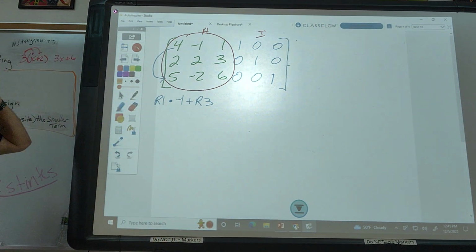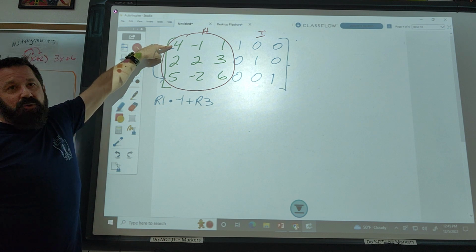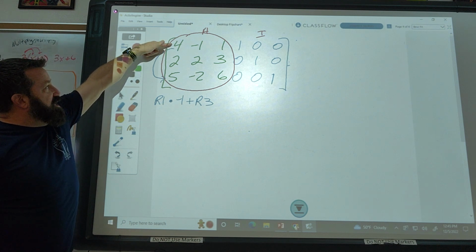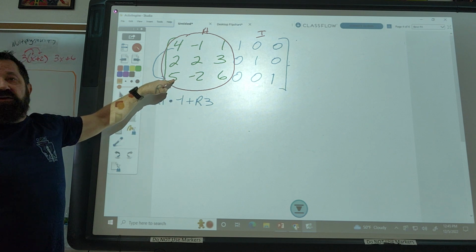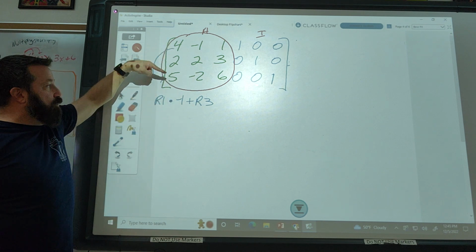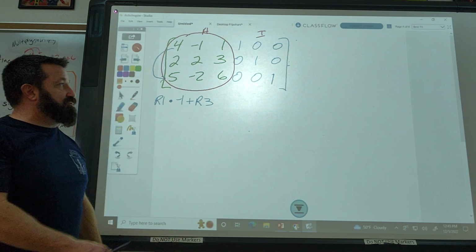Okay, so right now, this is A, and this is the identity matrix. So the first thing I'm going to do is I want to get a 1 up here on top. So what I decided to do earlier is take 4 times -1 and add it to the 5. If I take 4 times -1, that's -4 plus 5 would be a 1. But I'm going to replace the top values.